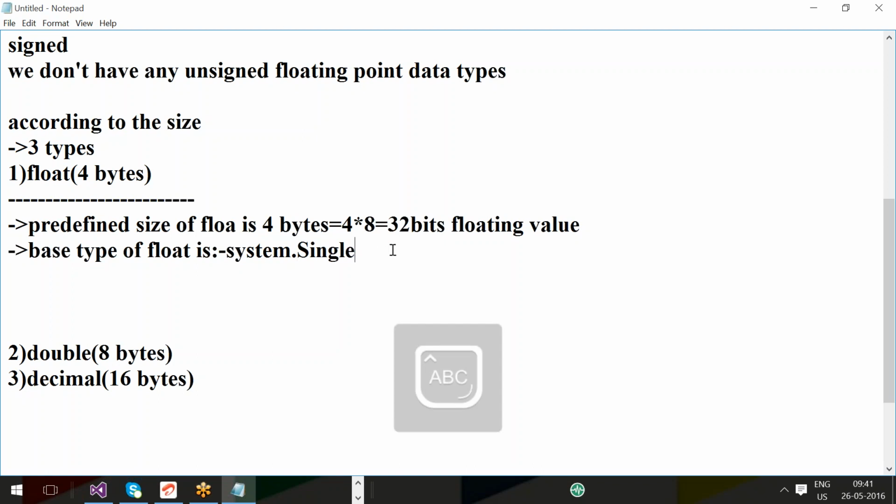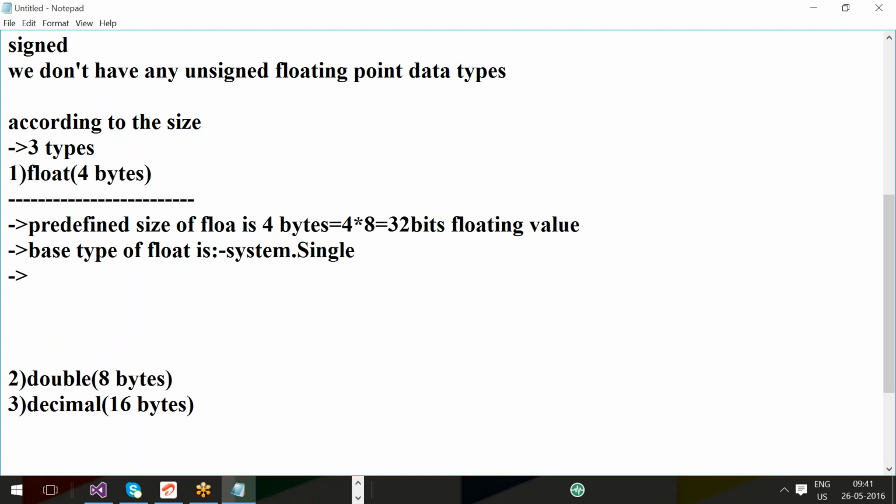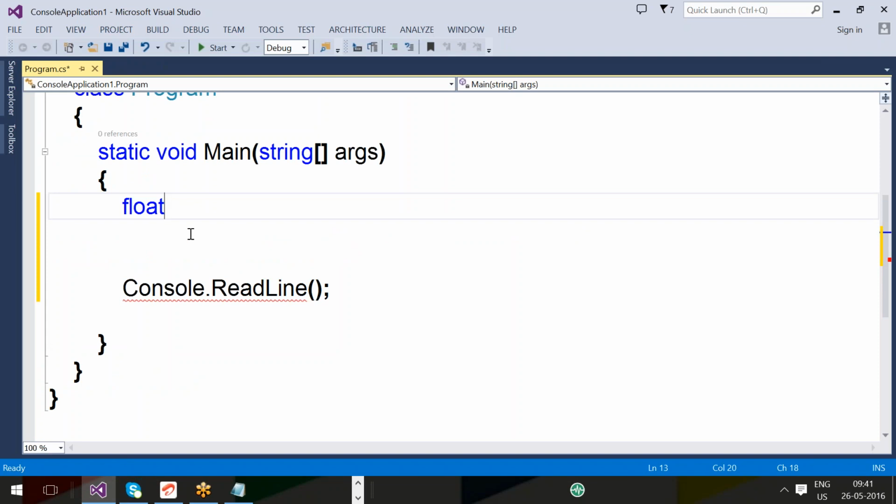Okay, now next, min value, max value not required to check again. 4 bytes, 8 bytes, 16 bytes. Small amount you go with float. Let's see one example with the float. For float, one variable example we'll discuss.